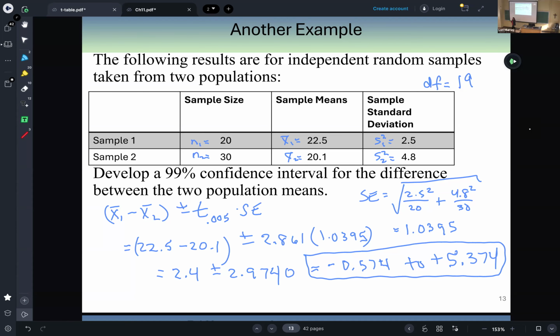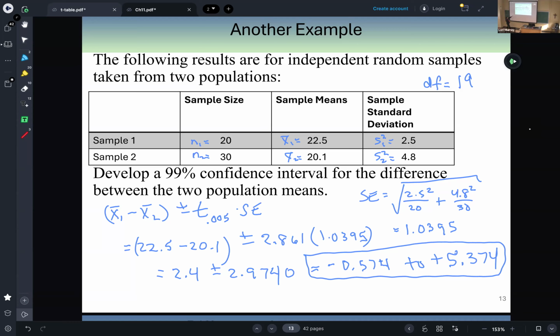So the next question I'll ask is, are they different? Is there a difference between sample 1 and sample 2? A significant difference? No, exactly. There's no difference because 0 is a possibility. 0 is in the range, which means any number between negative 0.574 to 5.374, any number which includes 0 can be a possible value for the true difference. And if the true difference could be 0, then that means there's no difference between them. So we have no significant difference here.